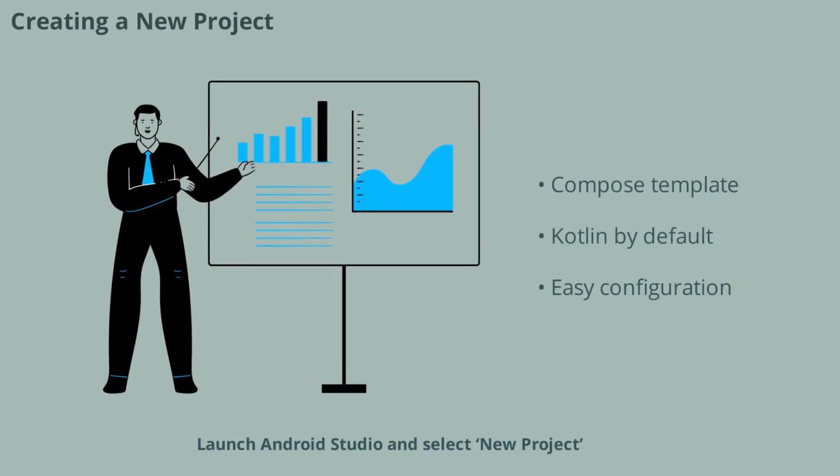Launch Android Studio and select New Project. Choose the empty Compose activity template, which is pre-configured for Compose development. Set your project name, package, and minimum SDK version. Compose projects use Kotlin by default, ensuring you're ready for modern Android development.